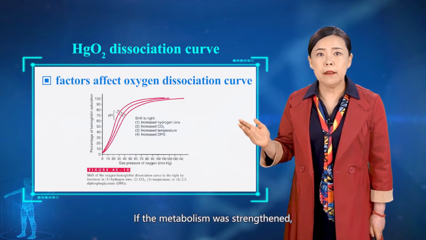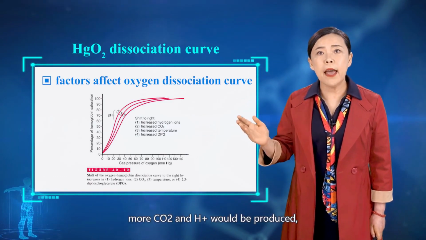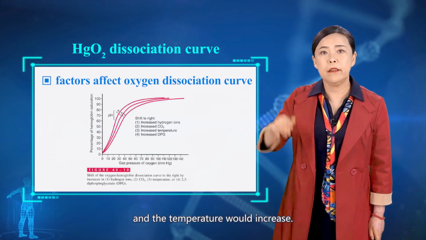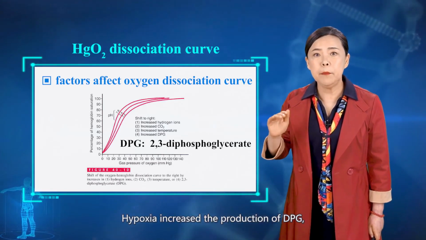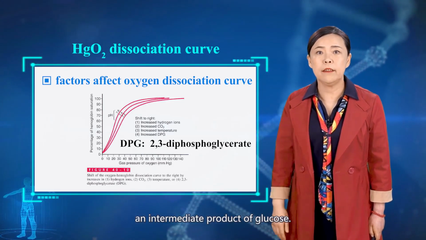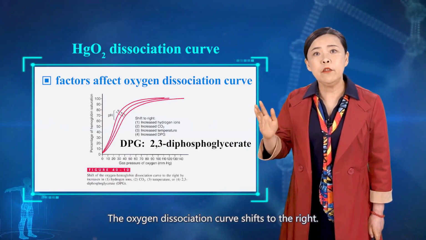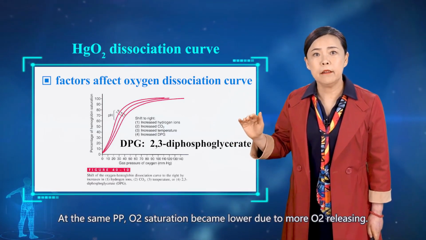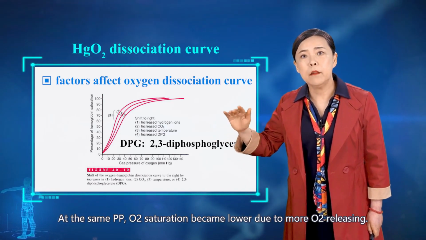If metabolism is strengthened, more carbon dioxide and hydrogen would be produced, and the temperature would increase. Hypoxia increases the production of DPG, which is an intermediate product of glucose metabolism. The oxyhemoglobin dissociation curve shifts to the right. At the same partial pressure, oxygen saturation becomes lower to release more oxygen.